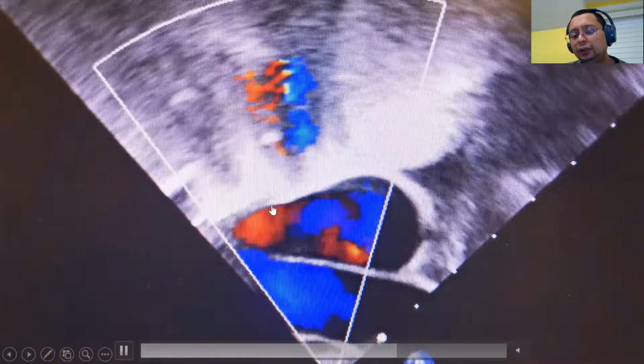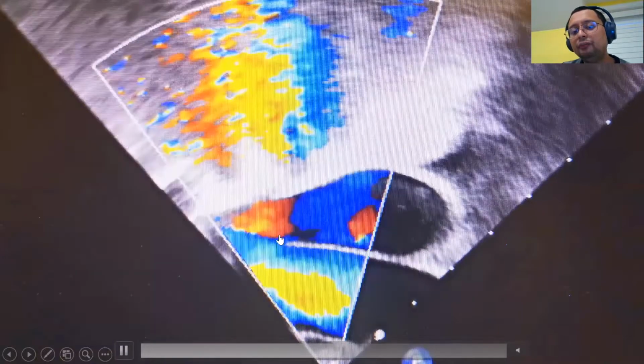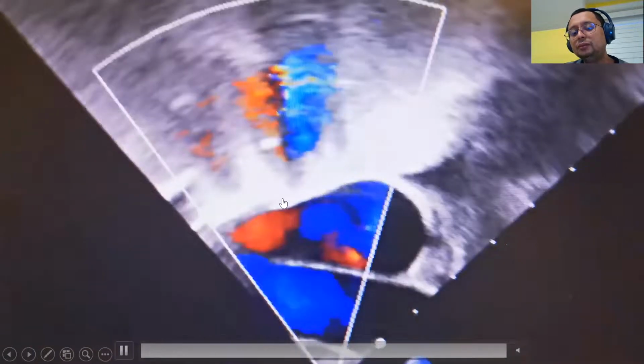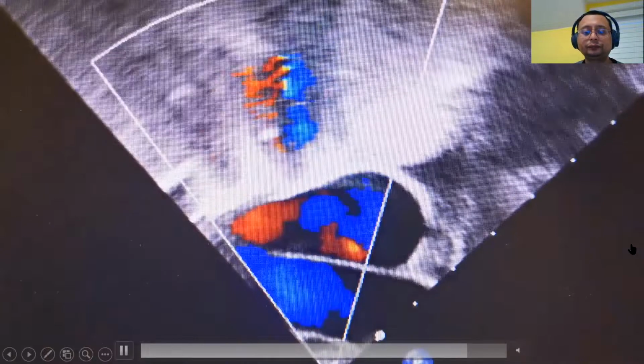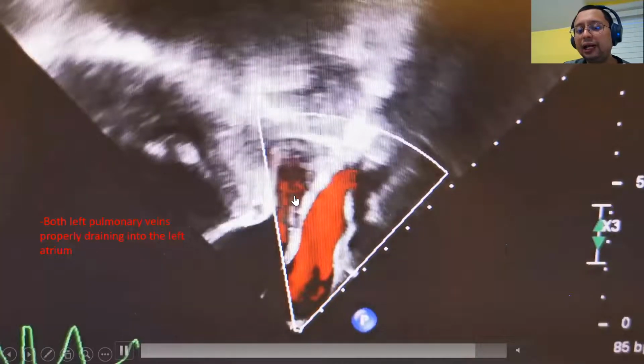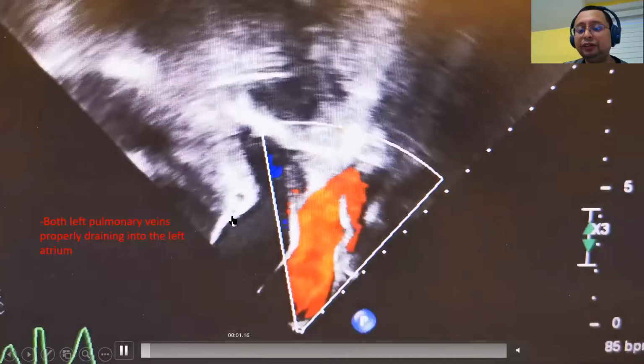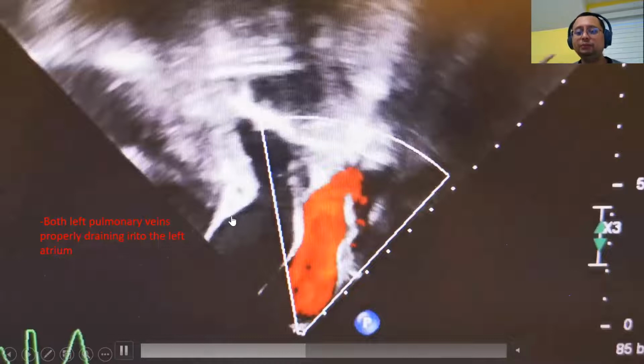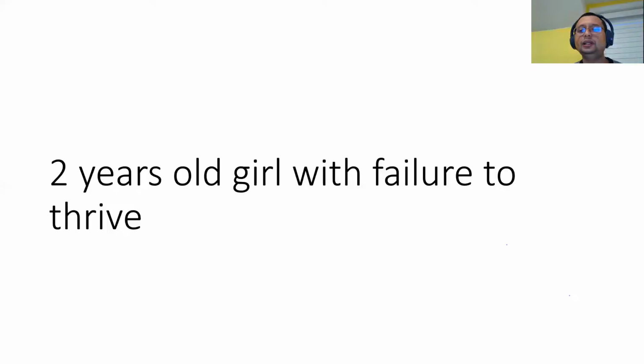So this, as we see here, the color is blue, but you see this red color here, whereby the anomalous right pulmonary vein is draining into the superior vena cava. Okay, red flow from pulmonary vein into the superior vena cava. I also wanted to make sure that the left upper and left lower pulmonary vein drain on the correct position. So this patient, they do drain in the correct position.